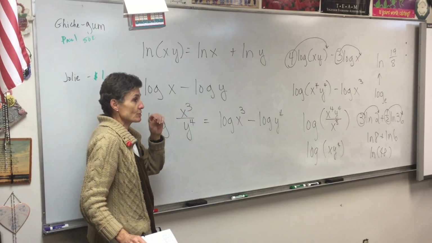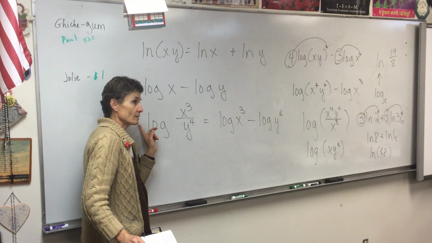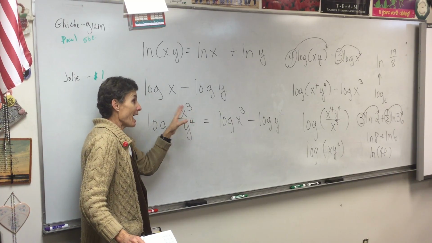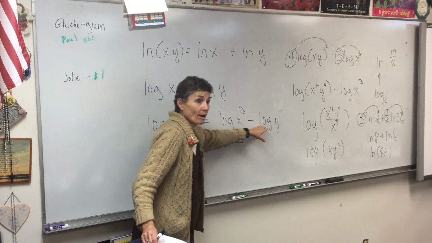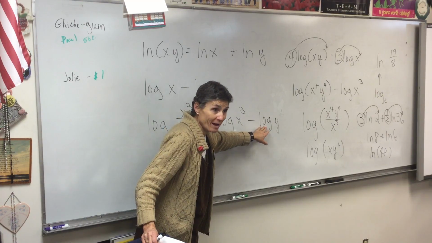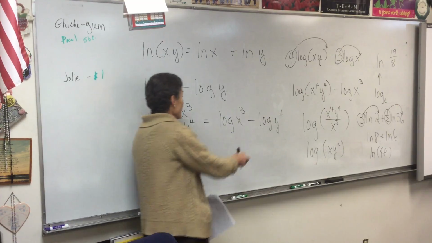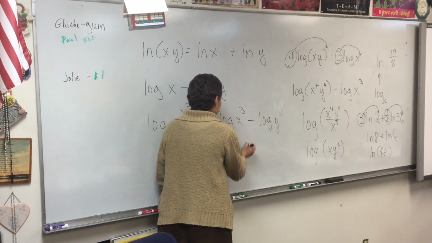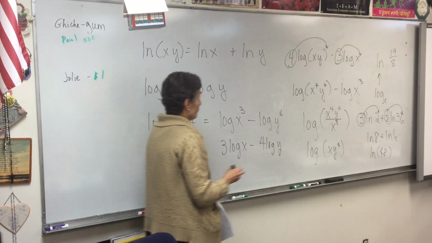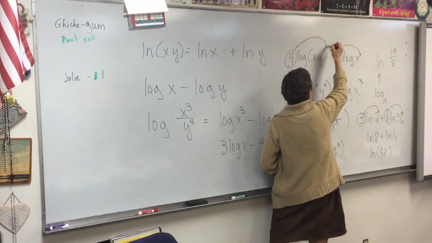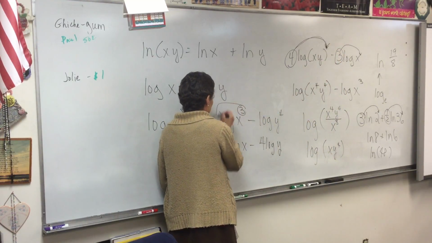Does everybody understand why I didn't just grab these numbers and pull them out in front right now? The 3 has to go with just the x, and the 4 has to go with just the y. So before I can pull that number off, I have to separate them. Now I can pull it off. So 3 log x minus 4 log y. Remember before we were taking these numbers and putting them onto the thing as exponents? Now we're taking them off.